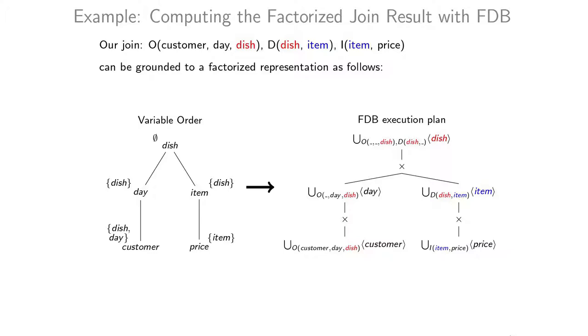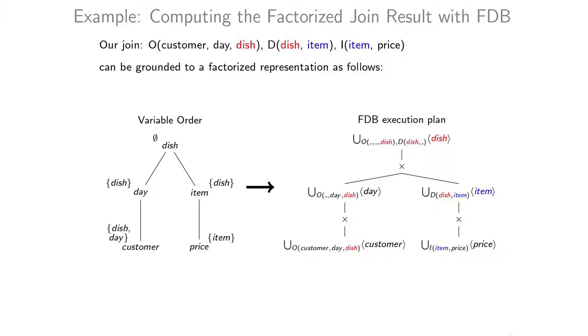The execution plan then mirrors exactly this variable order. Here we have dish at the very top. So let us look at which relations contain dish. We have orders and dishes. And here, instead of dish, I say explicitly which operation I want to do. The operation is that I want to intersect orders and dishes on the dish column. So I want the dishes, and I want a union over all these dishes. Now, given a dish, I branch out, because I have a Cartesian product, in the variable order. On one side, I want to look inside the orders for a given dish and get the days.